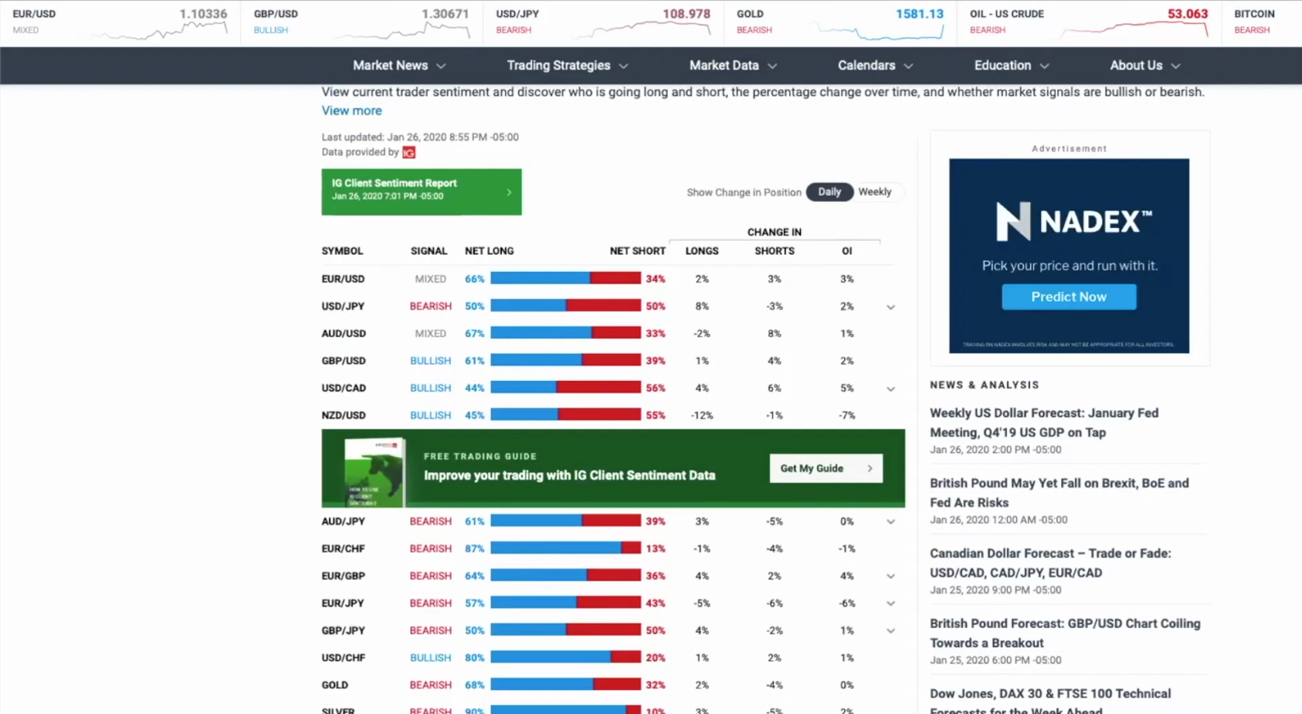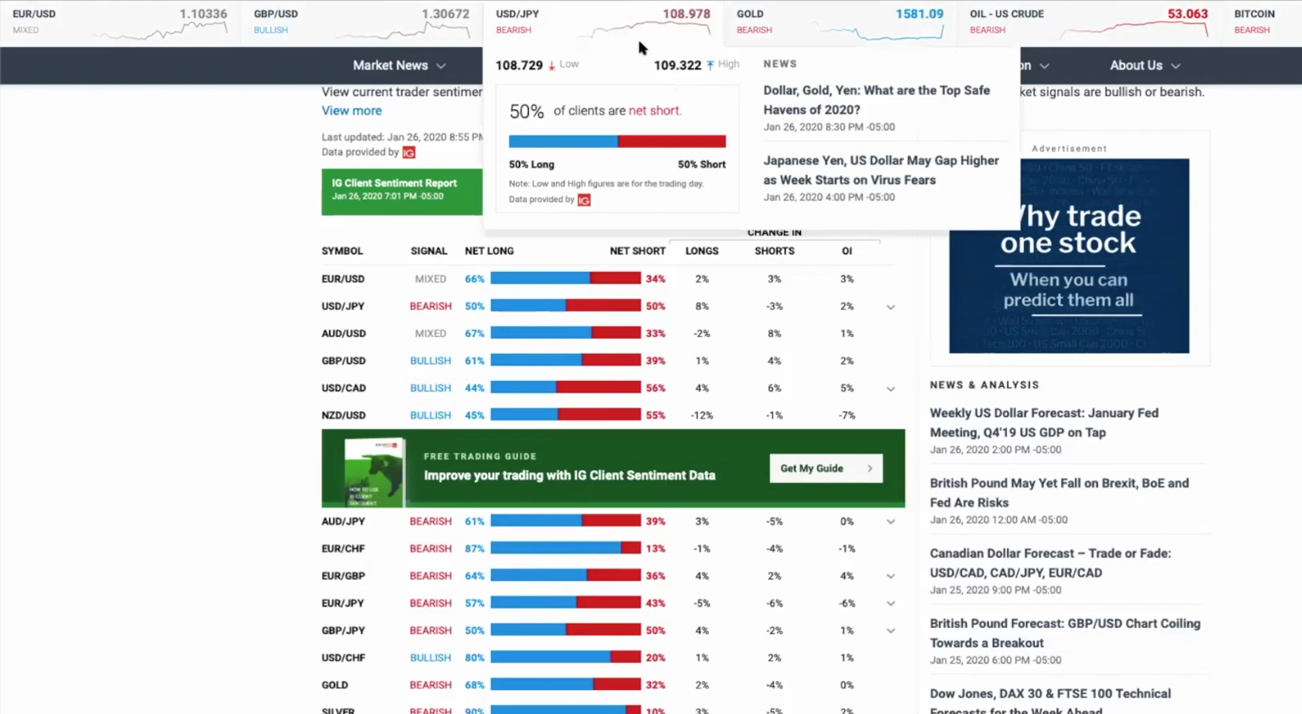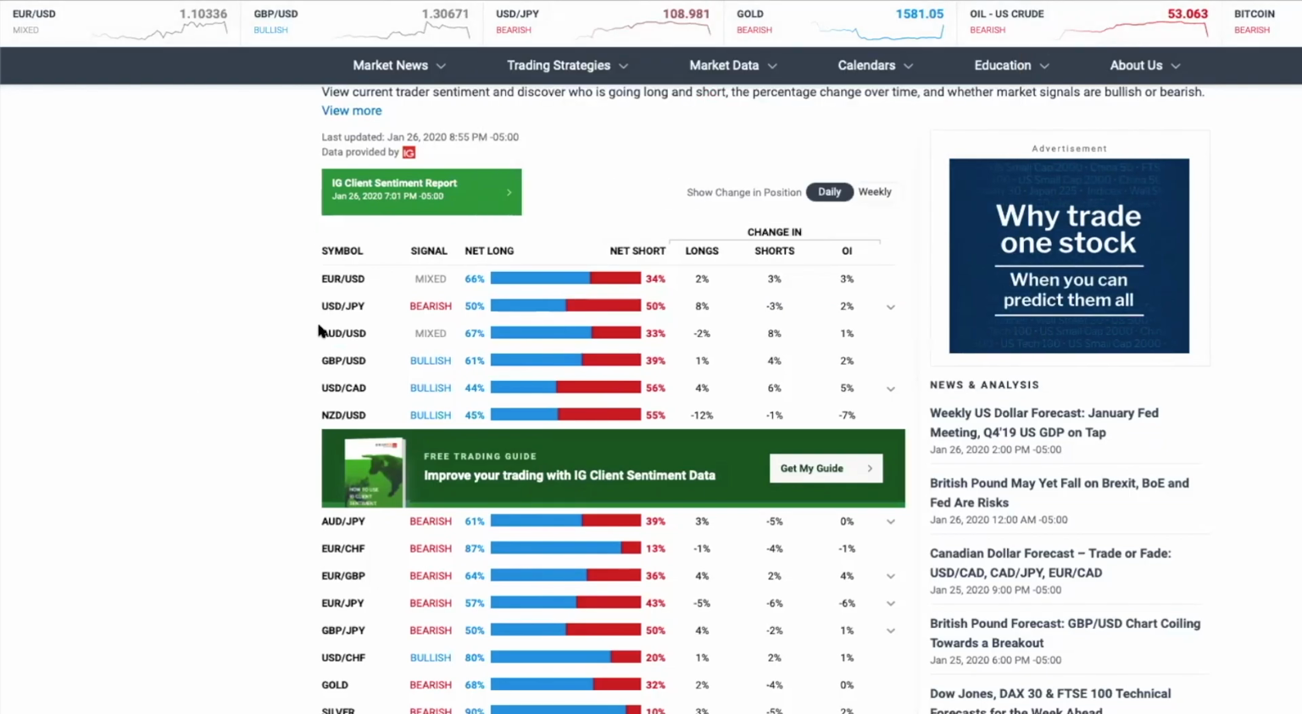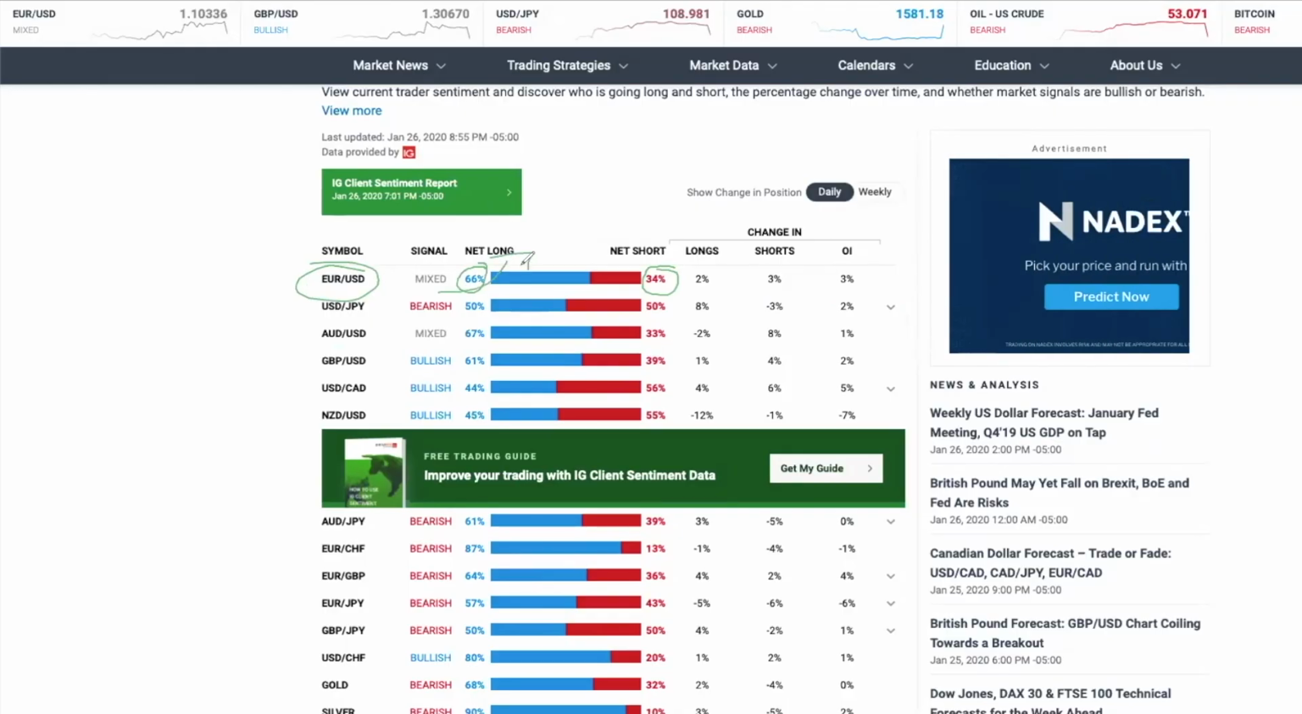So in this case, let's say on Euro USD, you have 66% of the traders going long and only 34% going short. Because you have more retail traders going long, you basically want to do the opposite of what retail traders are doing, which is go short.